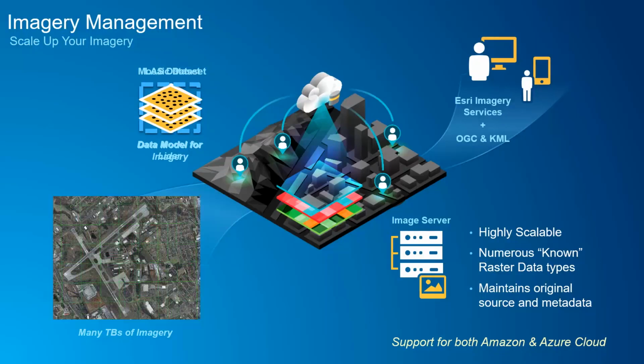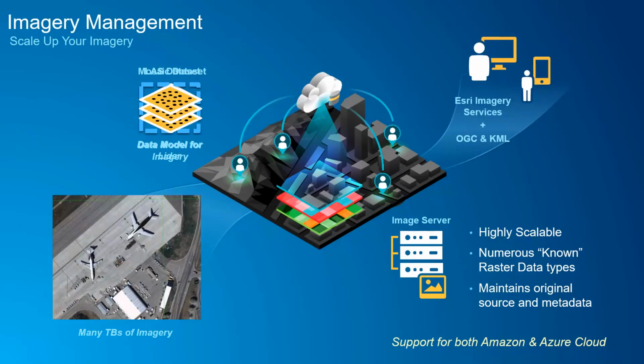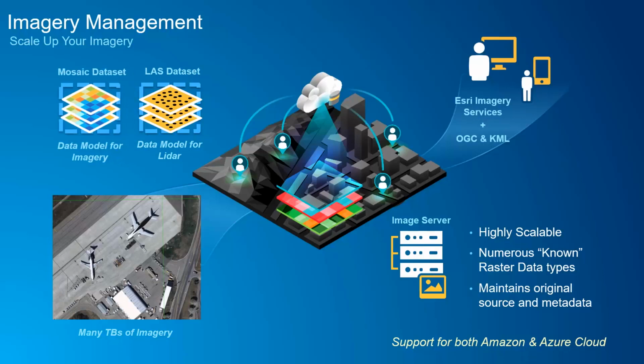So let's take a look at how this scalability works. This is the heart of imagery management, and as the imagery needs of your organization grow, the more important proper imagery management becomes. It starts with our data model for imagery called the Mosaic dataset. The Mosaic dataset works with both Pro and the image server to let you quickly and easily access any image pixel at any time within your entire archive. Notice I didn't say image file.